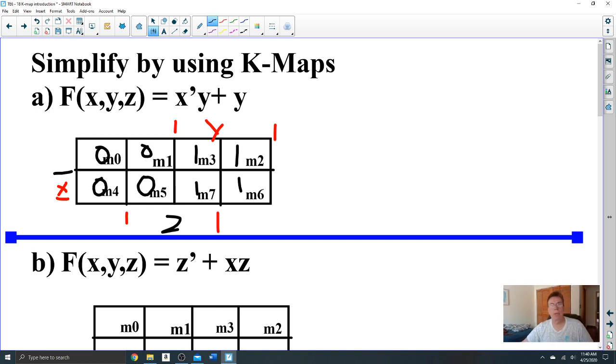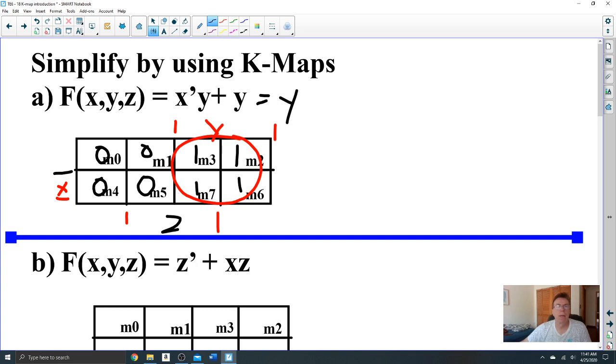And now let's see if we can simplify it. Looks like we have a quad here. This entire thing is a quad right here. So you see this pair x prime y is right here. It's included in this quad. So that means it is a redundant term. We can basically throw it out. All right, so now we're going to see what this quad is. This quad is just y, right? Because all four fields are within a variable field y.